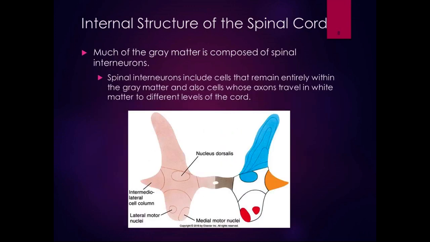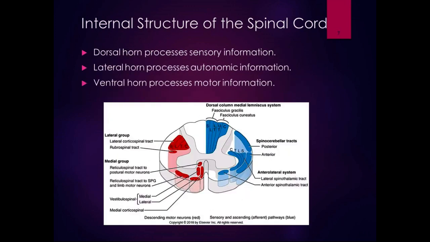There's a lot of detail in the gray matter divisions that we are not going to go into. You'll be happy to know. But basically the dorsal horn, which in this picture is at the top, processes sensory information. The lateral horn processes autonomic information, and the ventral horn processes motor information. Okay, this is going to come into play when we start talking about spinal cord injuries and what is affected, what is lost, and what is spared in a spinal cord injury.